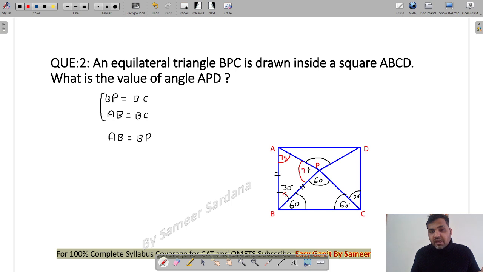to 75 degrees, right? So these two angles will also be equal to 75 degrees with a similar reason, because these two sides will also be equal in length. So we are left with this angle only now.